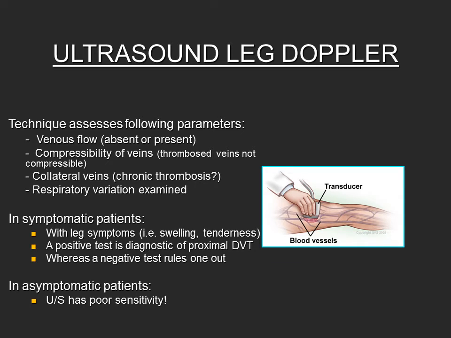In the evaluation of PE, the lower extremity venous system is sometimes explored for deep venous thrombosis. Today, DVTs are diagnosed primarily by ultrasound leg Doppler, which examines leg veins from the popliteal to external iliac. The key features of this examination include determining the presence or absence of venous flow, the compressibility of veins, the presence of collateral veins signifying chronic thrombosis, and the variation of the exam with respiration.